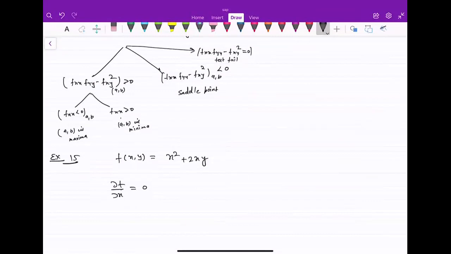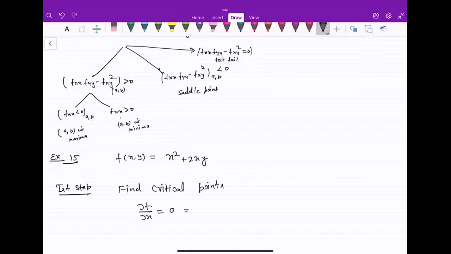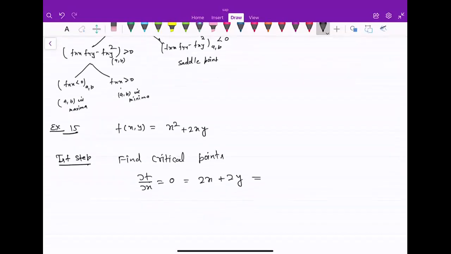So what is the first step? The first step is to find the critical points. To find the critical point, fx equal to 0 and fy equal to 0, both 0. So del f over del x equal to 0, which gives 2x plus 2y. So 2x plus 2y equal to 0. Del f over del y we will compute and set equal to 0.